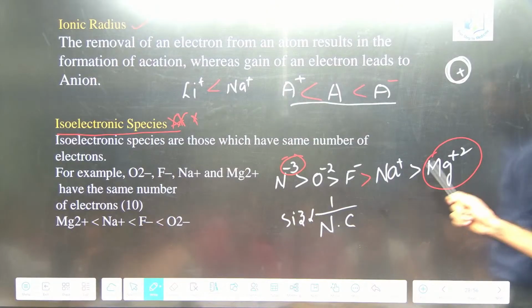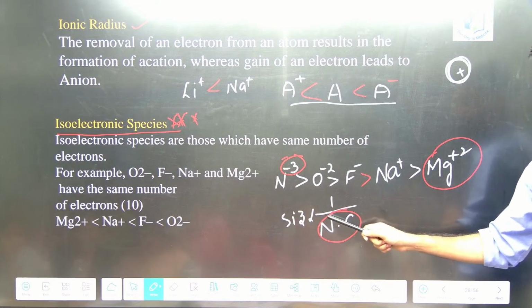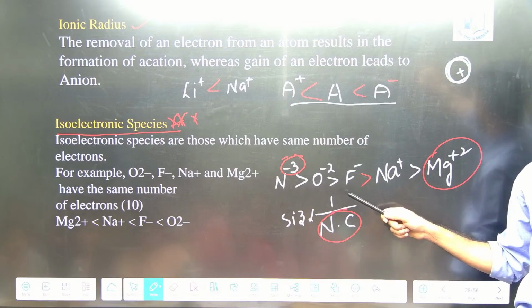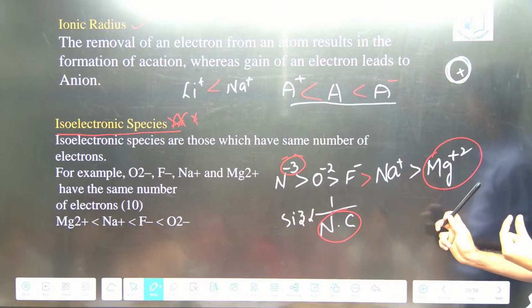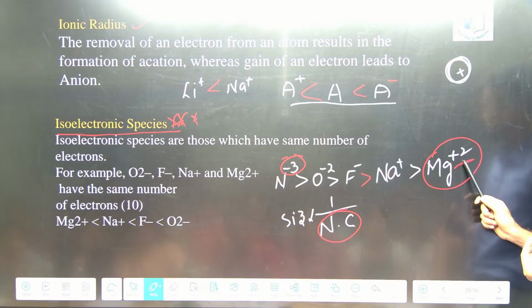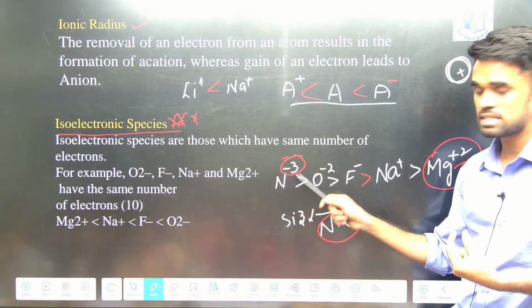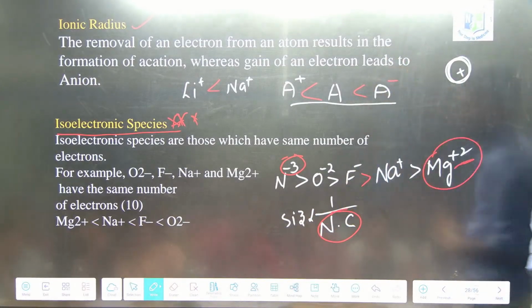See, if more nuclear charge is there, that will attract the electrons, so size becomes small, which means it should be the least. Now here more positive charge is there, so its size should be small, and here it is large because it is an anion. More electrons are there. Okay, next.